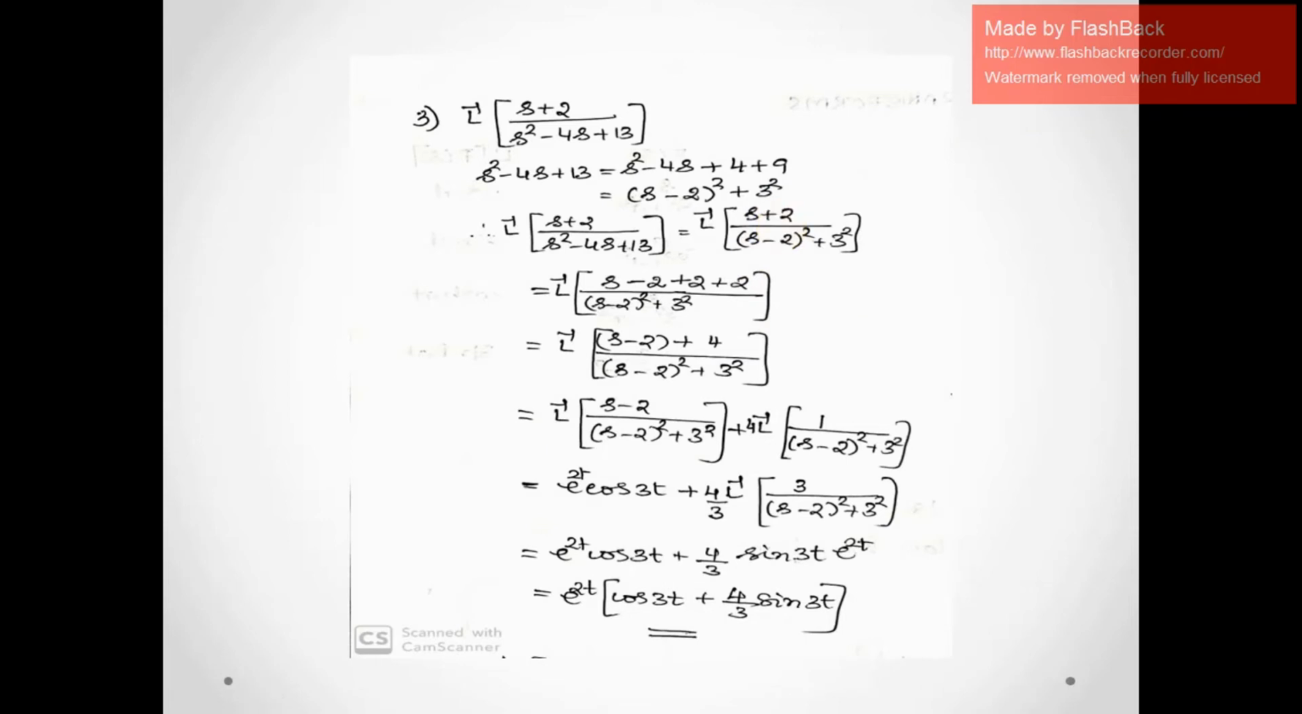So we'll make it as minus 2. If I have to make it as minus 2, add and subtract 2, so that minus 2 I can combine together, and 2 plus 2 becomes 4. So L inverse of s minus 2 plus 4 by s minus 2 whole square plus 3 square. Shift the inverse of this term, plus L inverse of 4 by s minus 2 whole square plus 3 square.